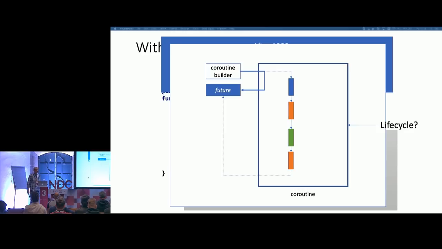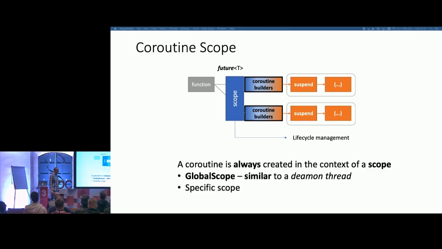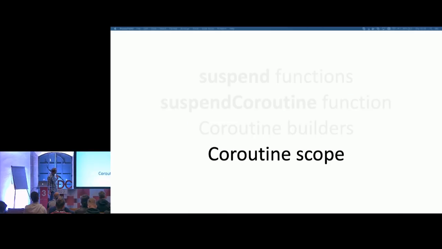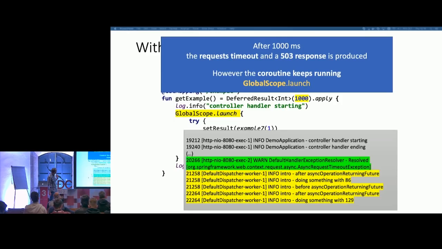In Kotlin, this only happens if I use one thing that I will show later. But before that, for Kotlin to handle this, they introduced the concept of a scope. So when I use a coroutine builder, I always use it in the context of a scope. I can use a special scope, which was the one that I used before. I think that, let me see, it's here.